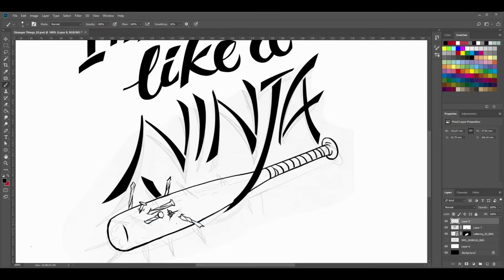The idea behind it is to refer to the character of Steve Harrington and at the same time to the scene where he uses a bat. It gives a whole new dimension to the lettering.